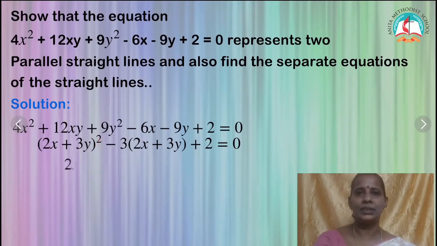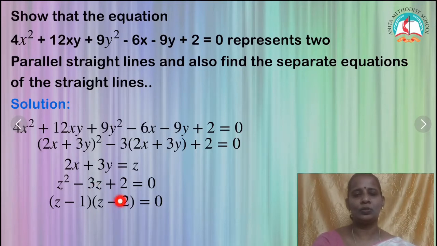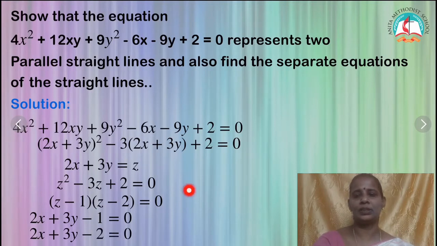Now I want to consider this term as z. If I consider it as z, then what will happen? z square minus 3z plus 2 is equal to 0. Now I am going to factorize. So the product is 2. When you add those two numbers, it is minus 3. So what are the two numbers? Minus 1, minus 2. If you write like this, z minus 1 into z minus 2 is equal to 0. Now replace z as 2x plus 3y: 2x plus 3y minus 1 is equal to 0. Another equation is 2x plus 3y minus 2 is equal to 0.